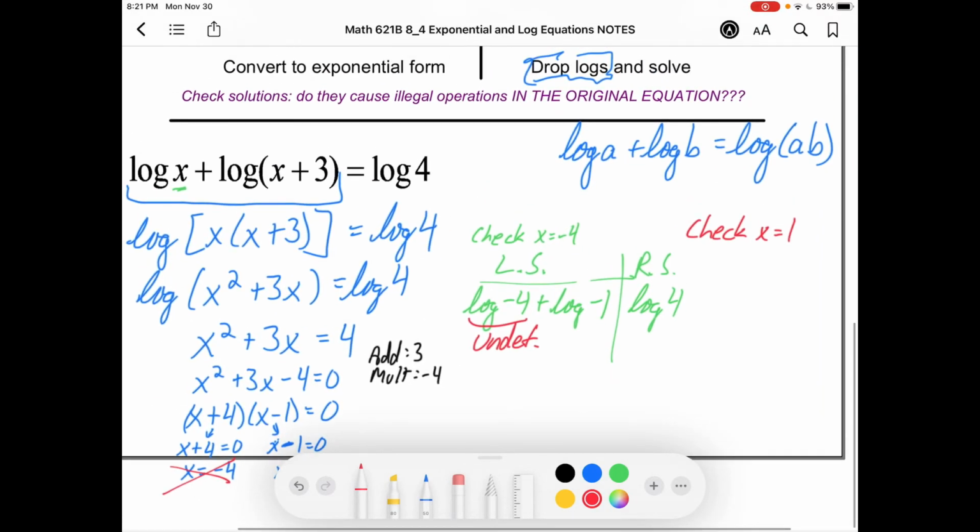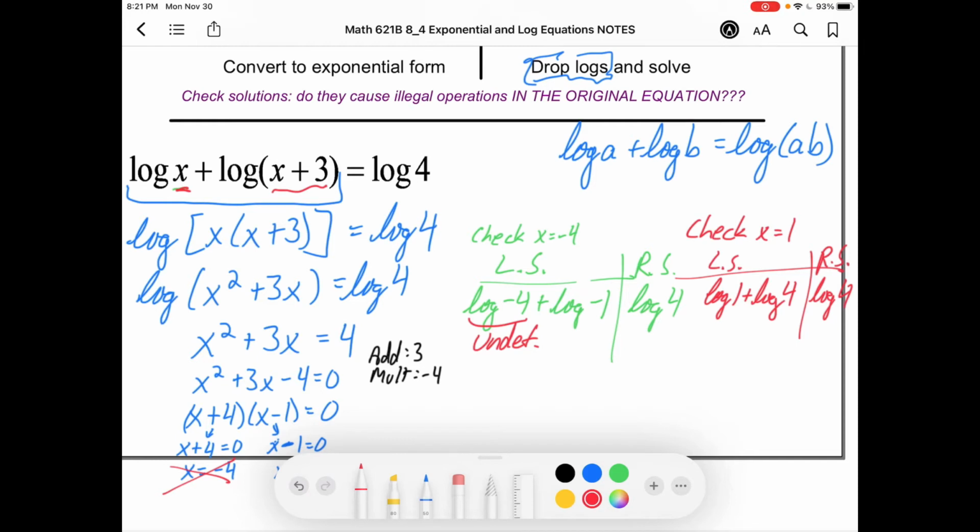Now I'm going to check x equals 1 in the same manner. So the left side would be the log of 1 plus the log of 1 plus 3, that's 4. And on the right side, I'd have the log of 4. Right away, I see there's nothing illegal here. You're allowed to take the log of 1 because it's a positive number. You're allowed to take the log of 4 because it's a positive number. This is all fine. If you really want to, you can put these together with the product law and show that they are log 4. So left side equals right side.